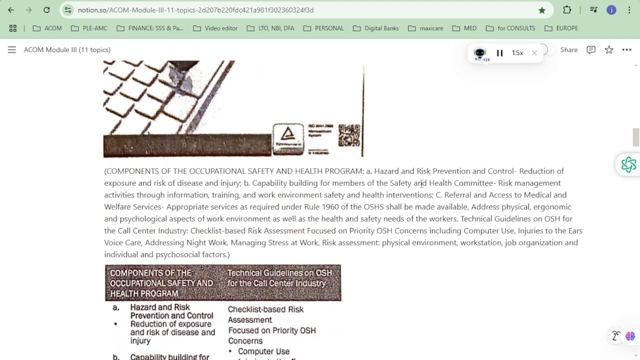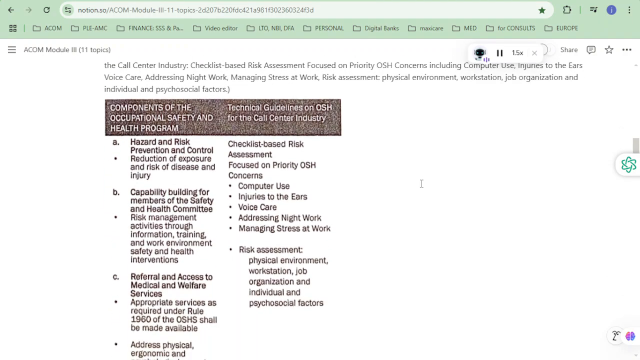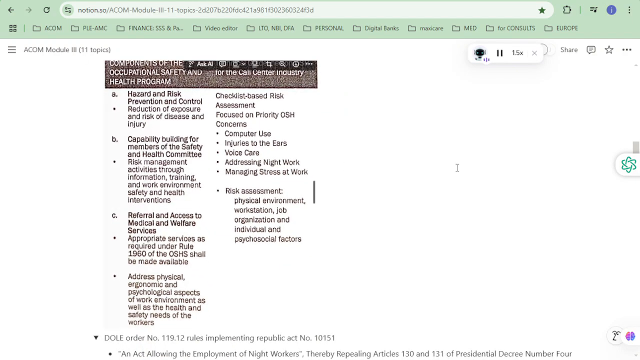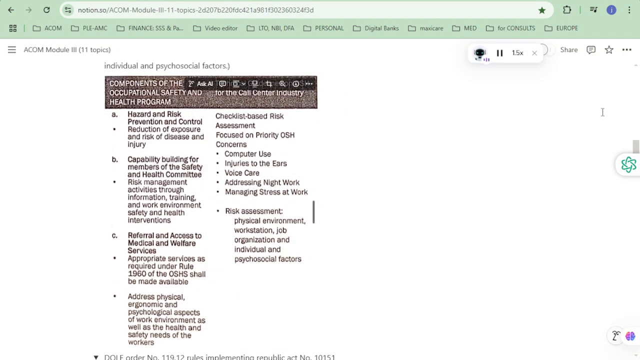ASCII. Alt. Components of the Occupational Safety and Health Program, A. Hazard and Risk Prevention and Control, Reduction of Exposure and Risk of Disease and Injury, B. Capability building for members of the Safety and Health Committee. Risk management activities through information, training, and work environment safety and health interventions, C. Referral and access to medical and welfare services. Appropriate services as required under Rule 1960 of the OSHS shall be made available, address physical, ergonomic, and psychological aspects of work environment as well as the health and safety needs of the workers.